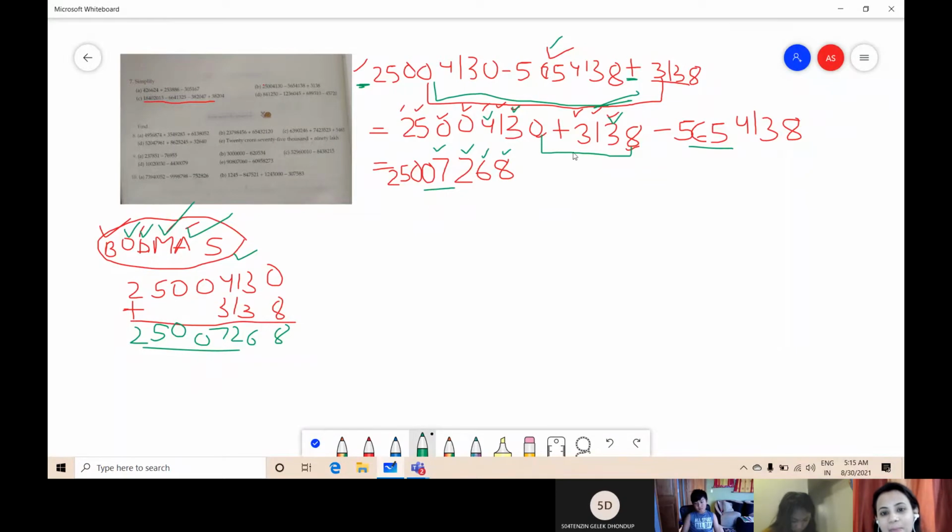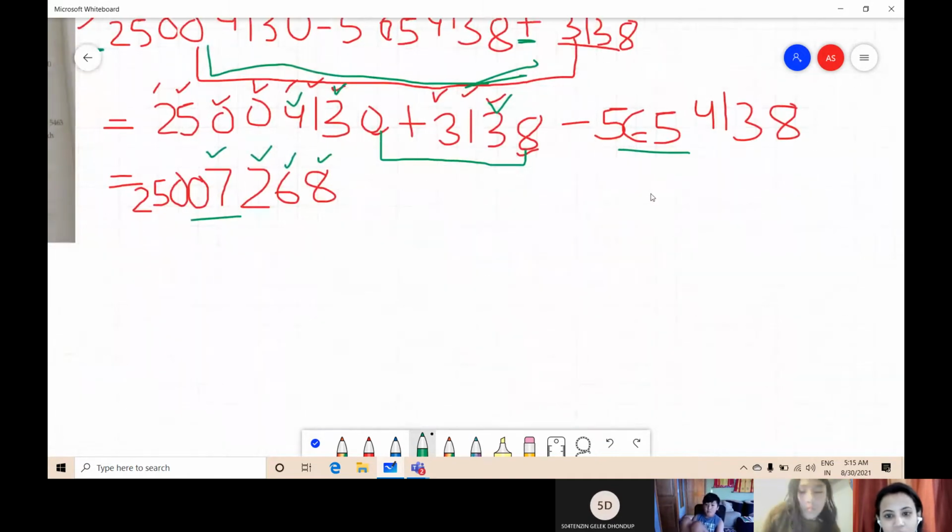can write here. Now next step is, I have added these two and I have written here. Now this number is remaining, this number is left. So what I will do, I will write this number here. See here, I have written the sign of subtraction. Minus 5, 6, 5, 4, 1, 3, 8. Okay.